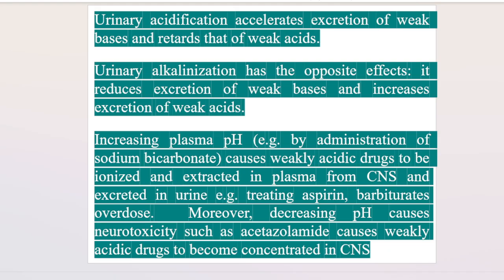So this is all about calculating the ratio between the ionized and the unionized form. Again, this knowledge is very important when you are concerned about how many total molecules there are, how many will be available in ionized form and how many in unionized form. So it is the pH that determines how the ratio of the ionized and unionized form of the drug will exist.